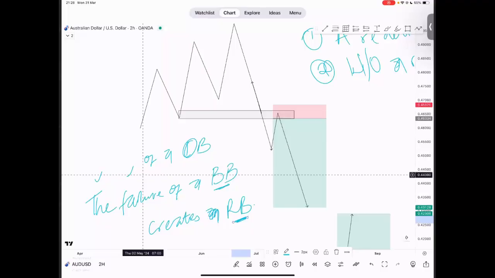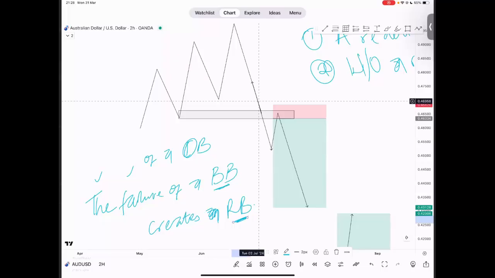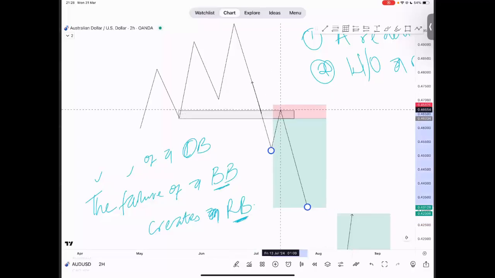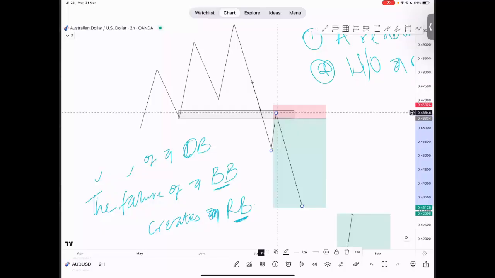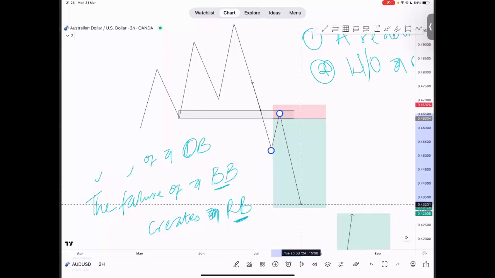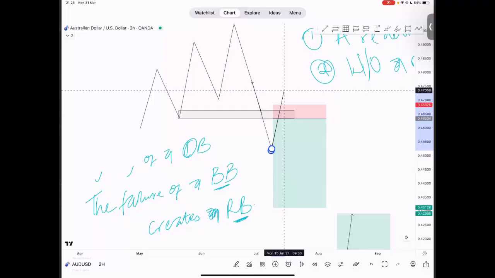Failure of an order block creates a breaker block. Failure of a breaker block creates what? A reclaim block. This means that when price creates this order block and takes it out, it is anticipated that it comes back to that order block, mitigates the orders currently resting on it, and sells down. But imagine a scenario whereby price fails to do what it's supposed to do, just like this. It fails to mitigate these orders and sell to the downside. Instead, it takes out those orders just like this.